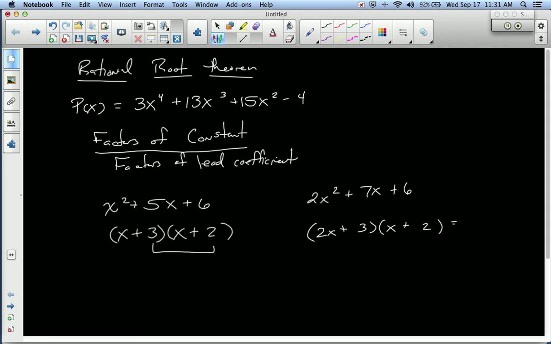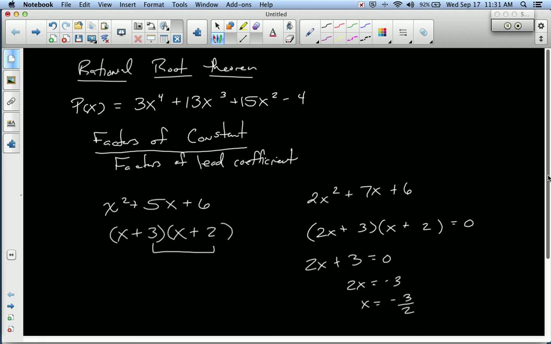Now why are we dividing them? Well, look at this. When I go to solve 2x plus 3 equals 0, I have to subtract 3. And then, you got it, divide by that 2. So I have a factor of 6 divided by a factor of 2, a factor of the constant divided by a factor of the lead coefficient. All right, and that is why the rational root theorem, in the end, makes sense.